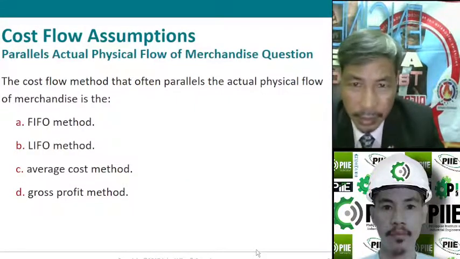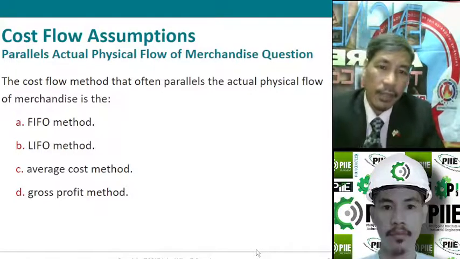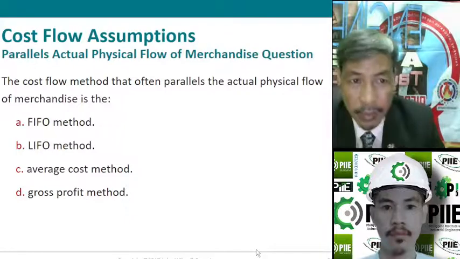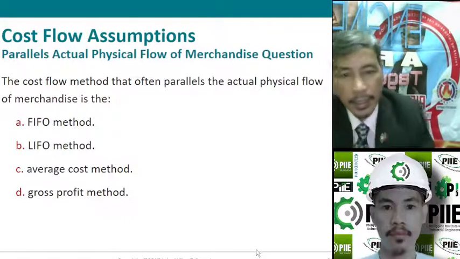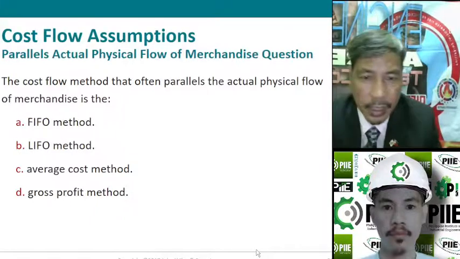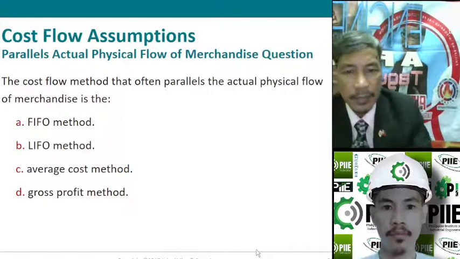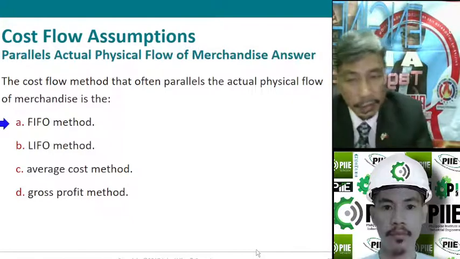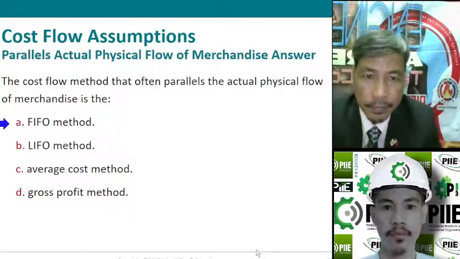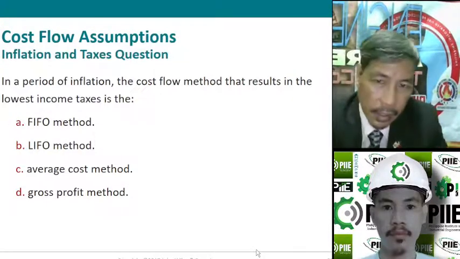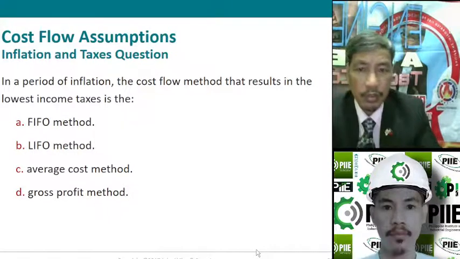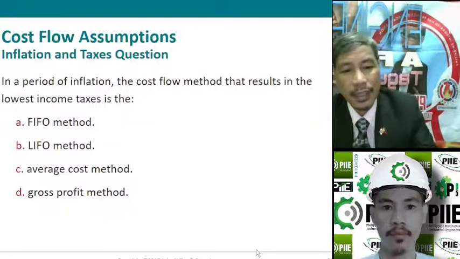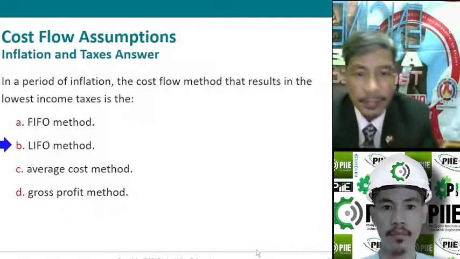Let us test our knowledge gained on this lesson. The cost flow method that often parallels the actual physical flow of merchandise is A. FIFO, B. LIFO, C. Average cost, D. Gross profit. That is FIFO. In a period of inflation, the cost flow method that results in the lowest income tax is the letter B. Okay?